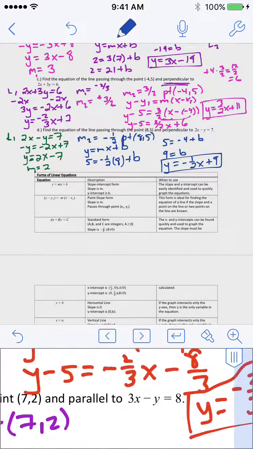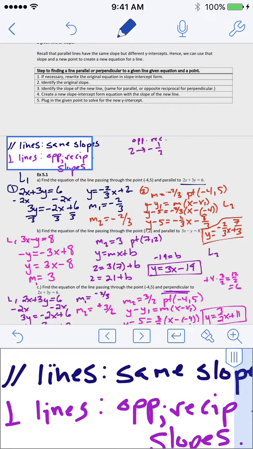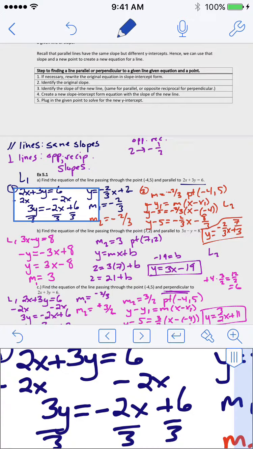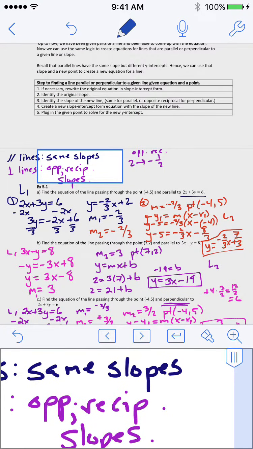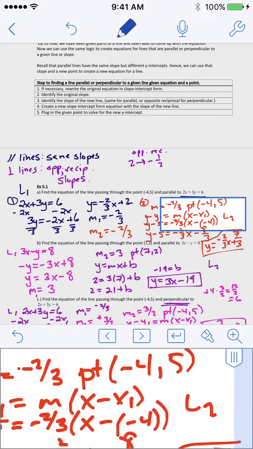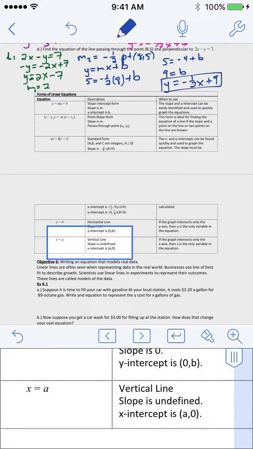Alright, the last thing we're going to talk about is modeling real data, but let's just review this part real fast. So finding a parallel or perpendicular, you first need the slope, then you need to find out whether you need the same slope or an opposite reciprocal slope, and then you solve it given point-slope form or slope-intercept form, either one. Alrighty, cool. That's pretty much summarized in these forms down here.